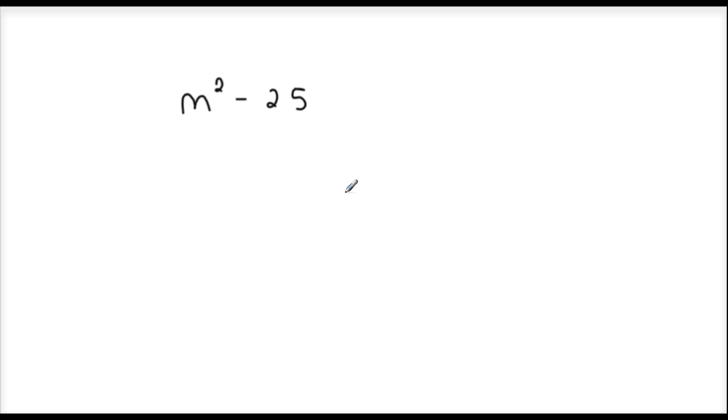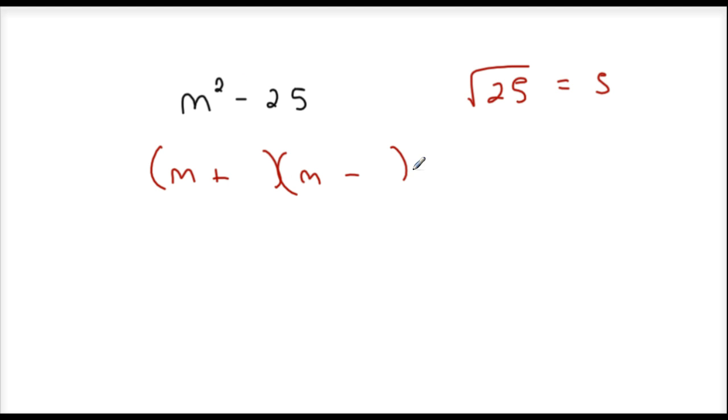Next example, m squared minus 25. When you're looking at these differences of squares, you're thinking, what is the square root of 25? What times itself is 25? It's 5. That's why they call it that. So when you break this up, m and m. My last sign is negative, so my signs have to be opposites. And then factors of 25 that will give me 0 are 5 and 5.